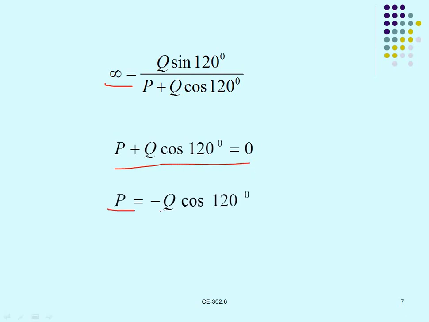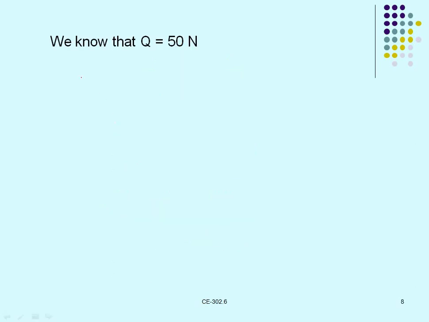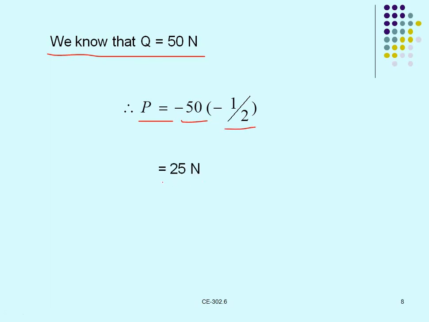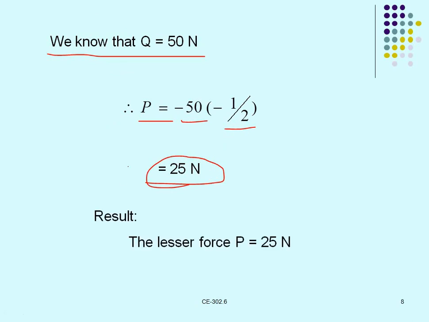Therefore P is equal to minus Q cos 120 degrees, that is P is equal to minus Q into minus 1 by 2. We know that Q is equal to 50 newtons. Substituting here, P is equal to minus 50 into minus 1 by 2. Therefore P is equal to 25 newtons. Therefore, the lesser force P is equal to 25 newtons. So these types of problems will be given in the examinations.